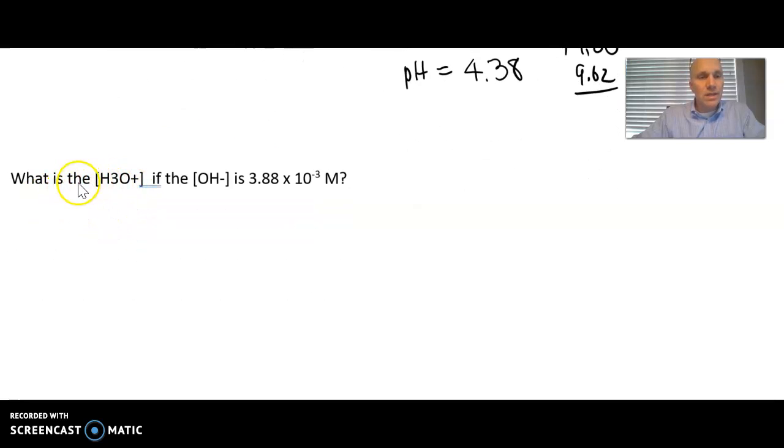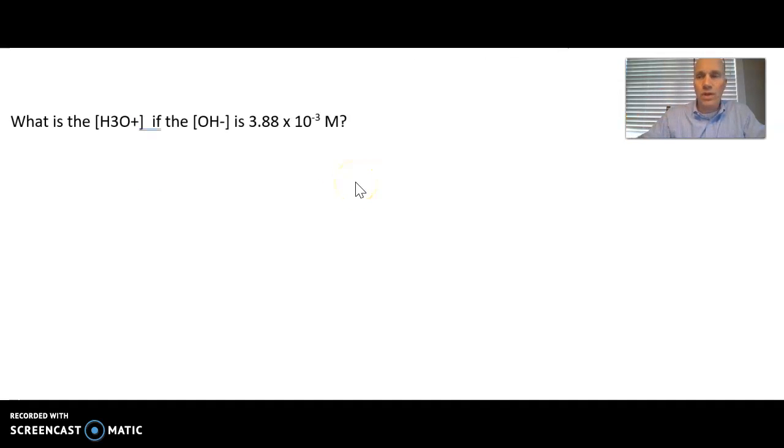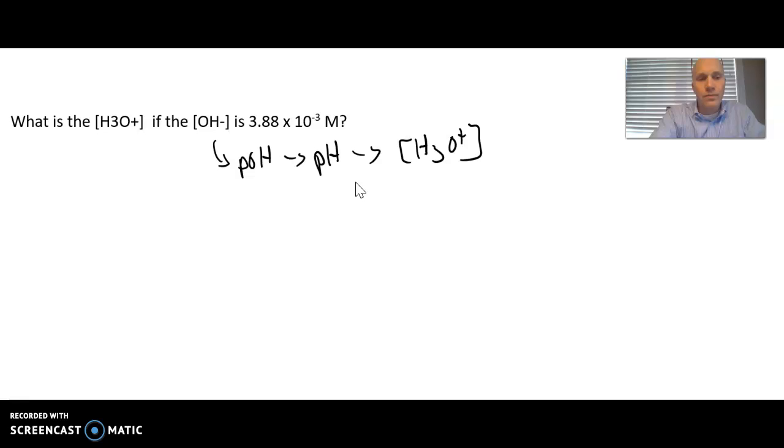All right, last problem. What is the hydronium ion concentration if the hydroxide ion concentration is this right here? There's actually a way to do this in one step, which I'll mention at the end, but a simple way is just to use the 3 steps that we've been using. We can turn the OH concentration into a pOH, turn that into a pH, and turn that into H3O plus.